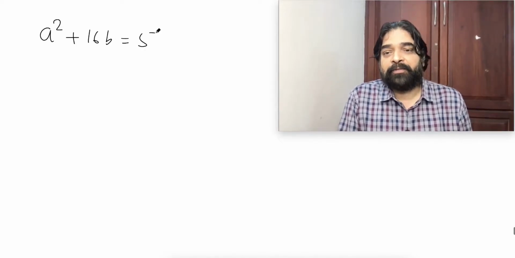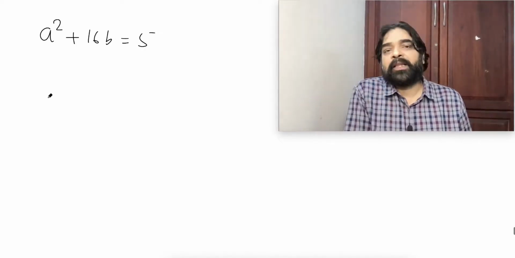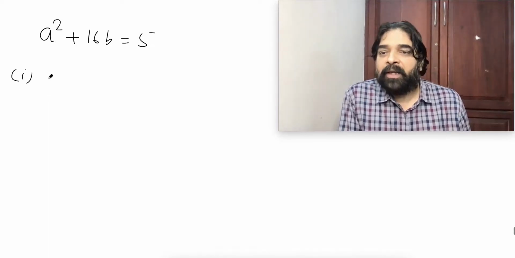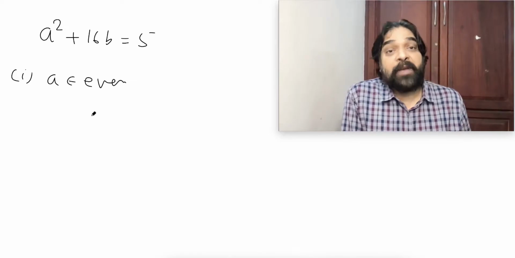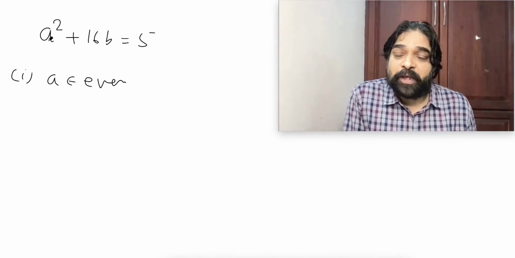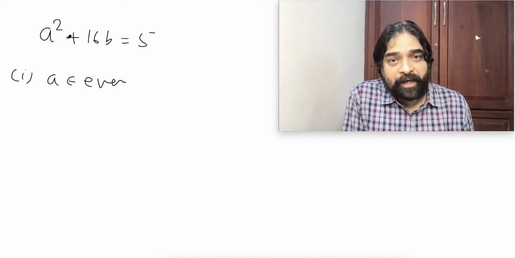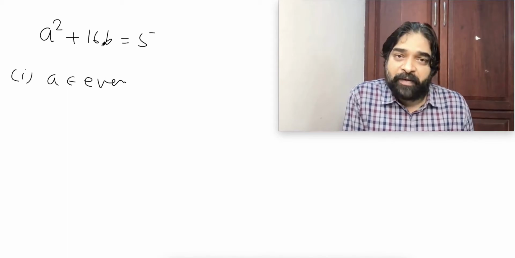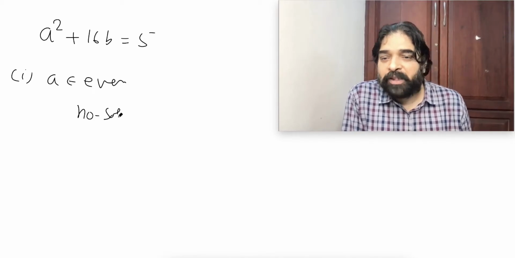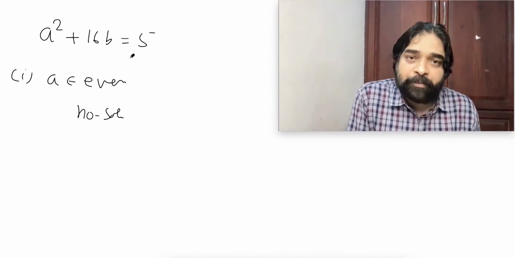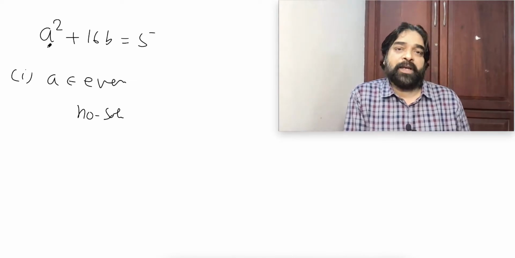16b equal to 5. Now I am going to make the cases. First case. Let's say A is even. If A is even, A square will also be even. And 16b is already even. Even plus even will be even. And this is odd. Even cannot be equal to odd, no solution. It means one thing is very sure: this equation does not have a solution for even values of A.